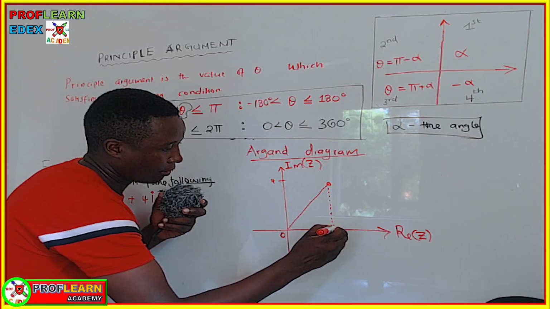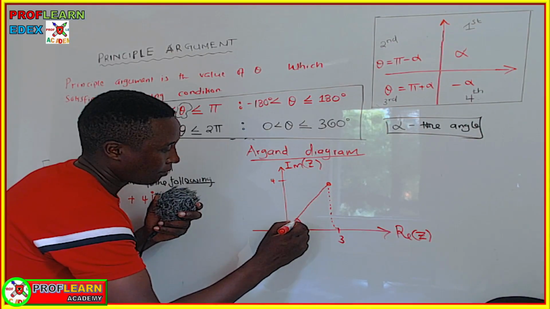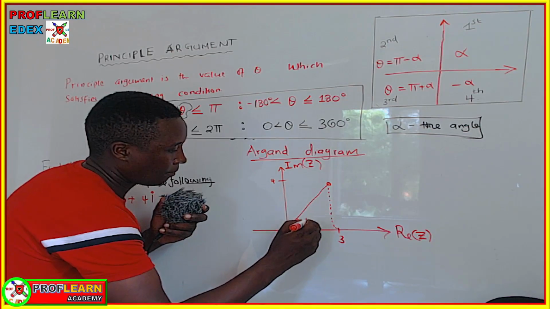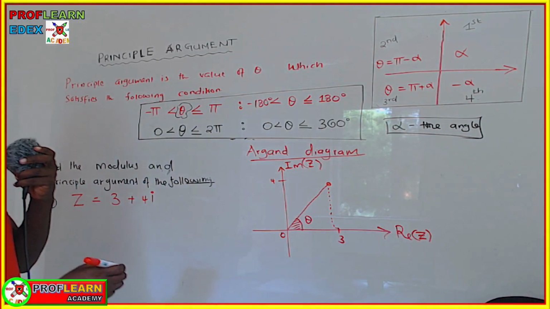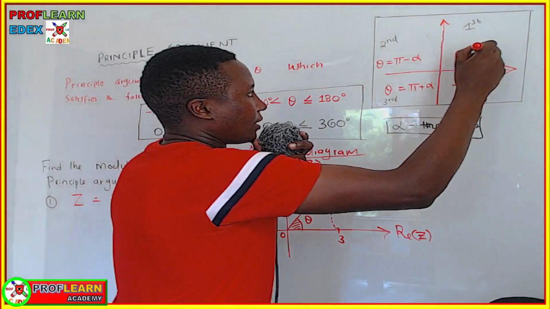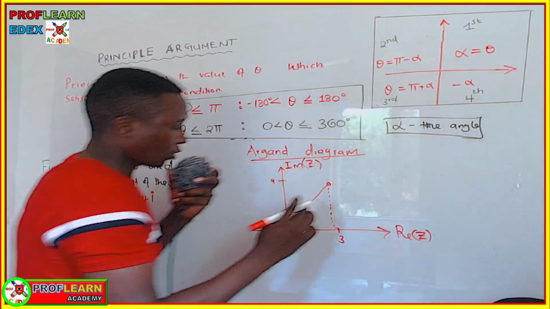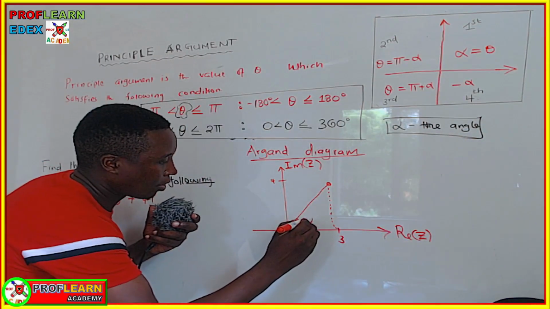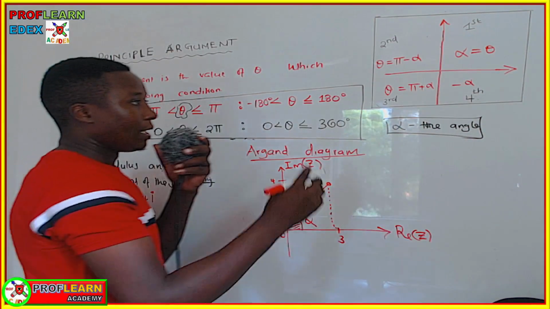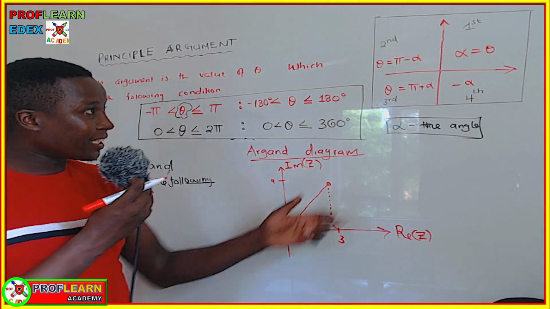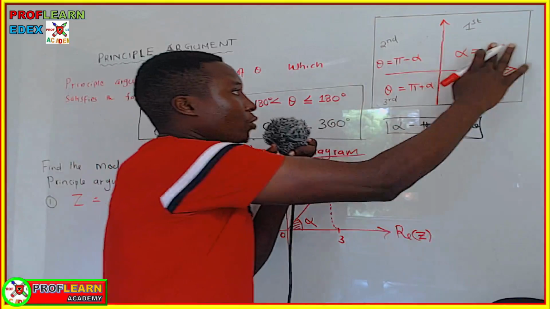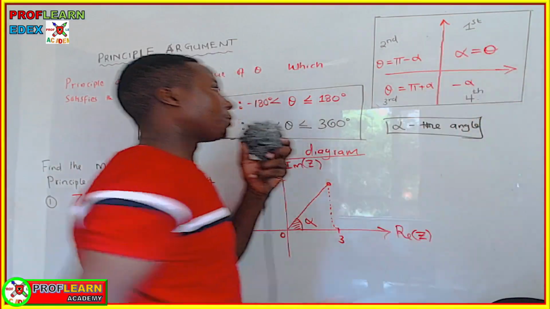And then we shall have our angle theta to be that. In that case, we can see that alpha equals theta. So I can say this angle I'm finding is actually alpha, but in the first quadrant, the angle you get, alpha, represents the principal argument. This represents the principal argument.